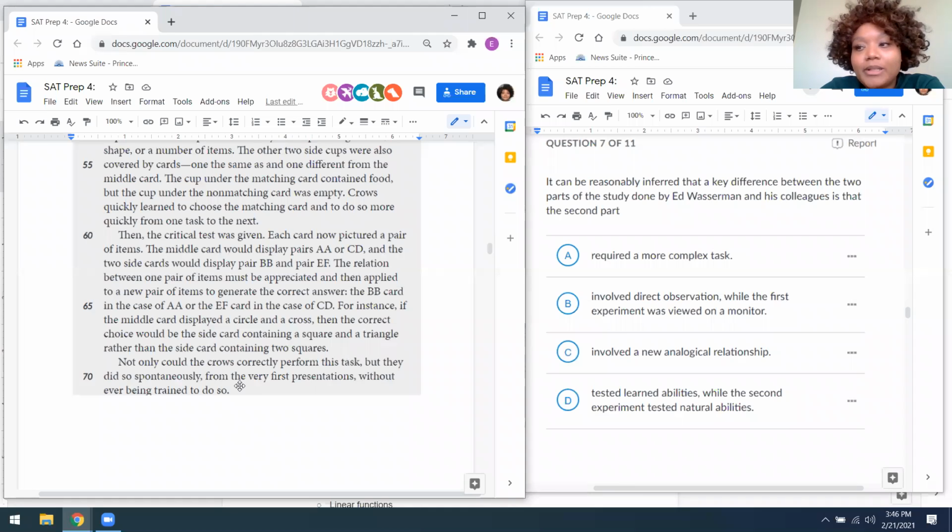CW, what does that sentence tell you? Then the critical test was given. I guess to see or test whatever the object was, to see how it worked or something. Yeah.